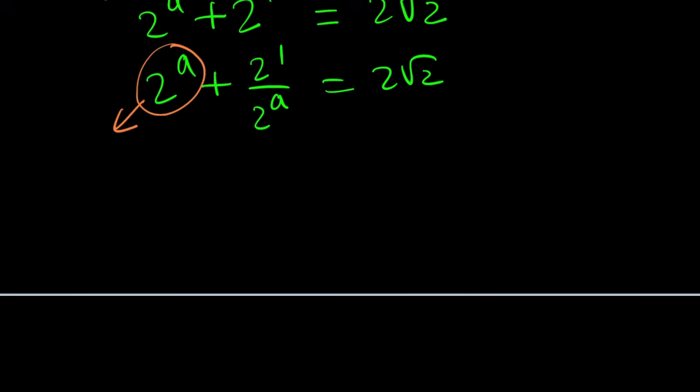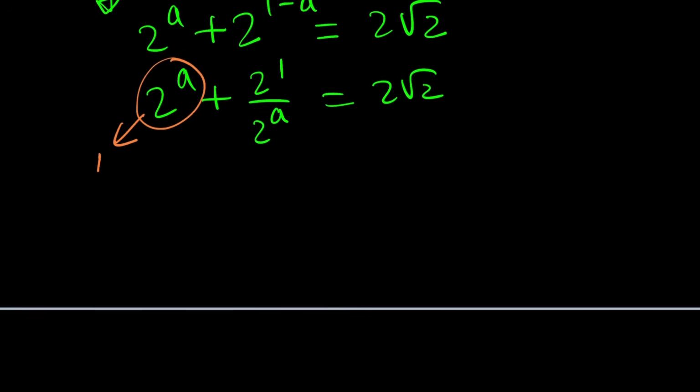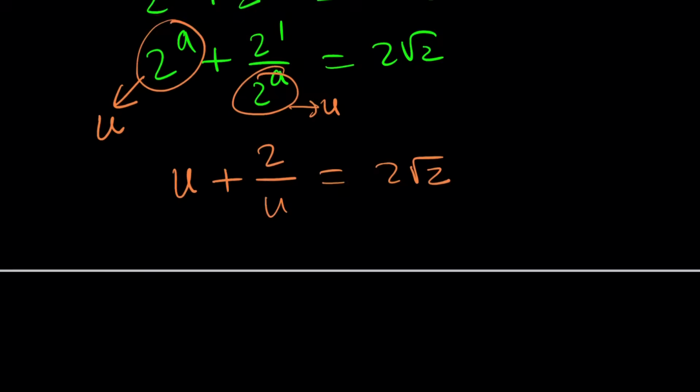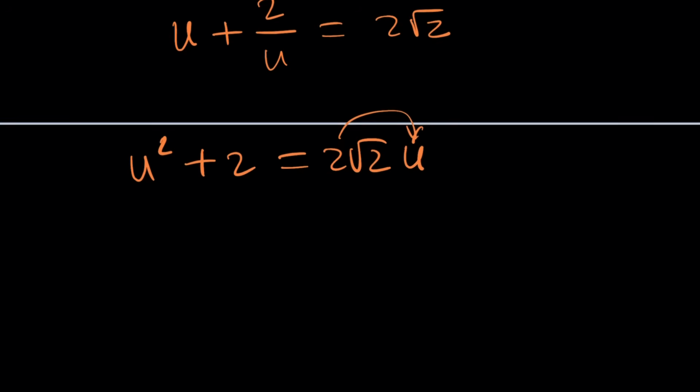It's beautiful. So now let's not use B. Let's replace 2 to the A with something else. How about U? Okay, great. So that's for you. If it's your birthday, happy birthday to you. U plus 2 over U. Oops, sorry. This is also U, right? Not A. So let's fix it. Equals 2 root 2. Okay. Now multiply everything by U. Oh, so close. 2U. Okay. Now we can go ahead and put everything on the same side, and guess what?